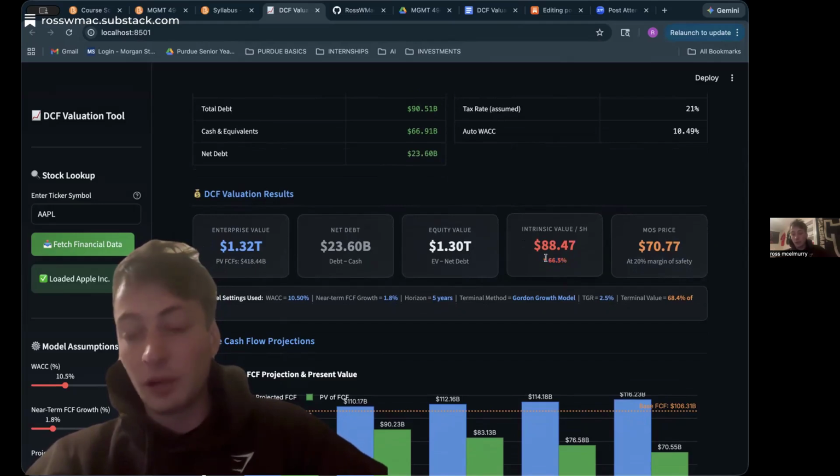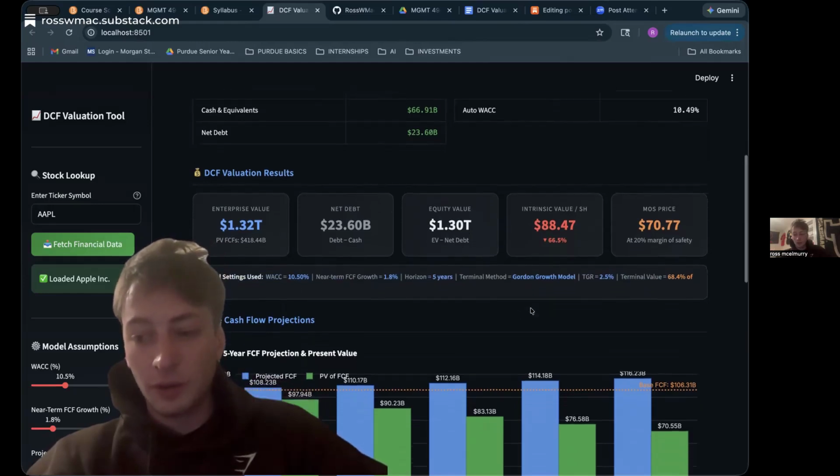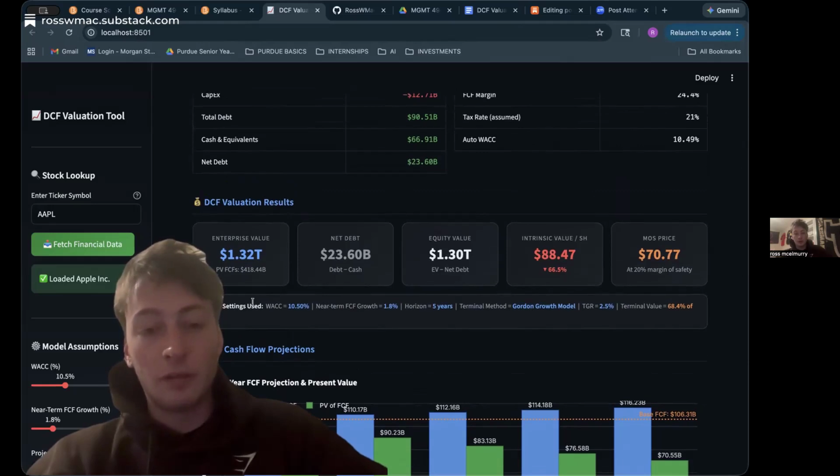If it were green and pointing up, it would be undervalued, but this is about how much it would be overvalued by, and you see 66.5%. And then once again here, you have your model settings, which are all going to be right here. We're going to talk about these a little more in just a second as well. But these are what have been used to calculate these exact values that we have right here.